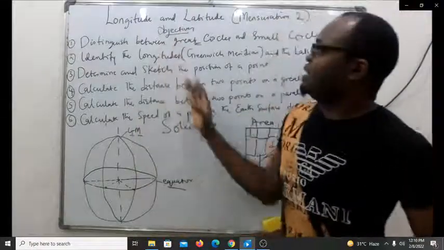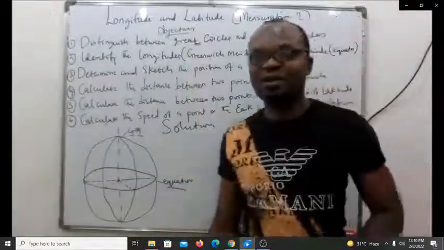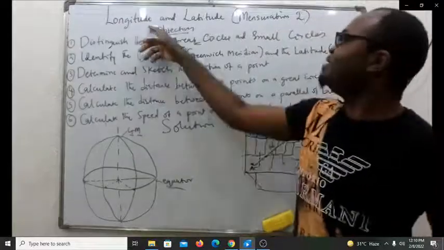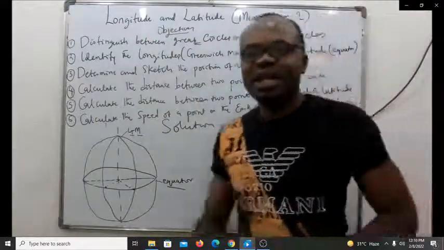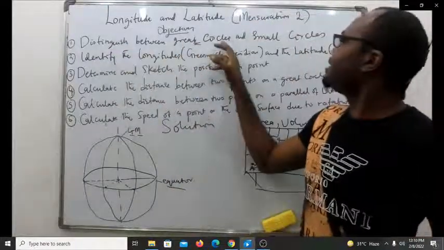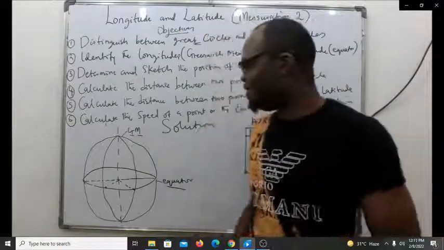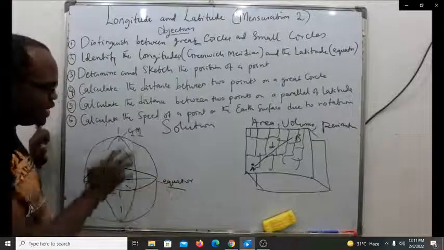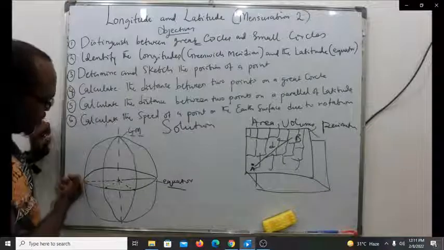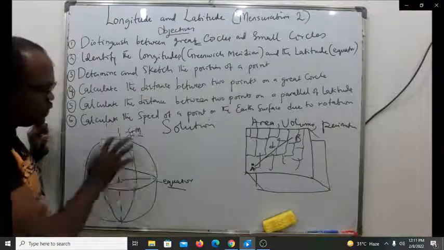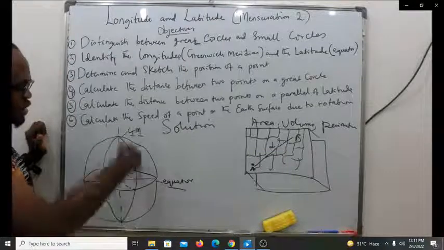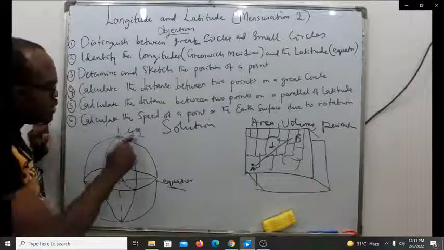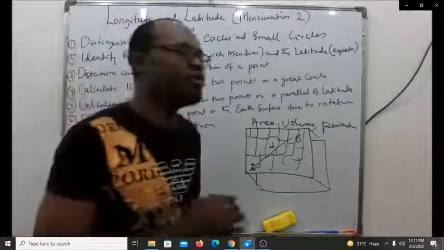So, what is the objective of this course that we're going to begin? What are we expected to know after this course, longitude and latitude under mensuration? Number one, you should be able to distinguish between a great circle and a small circle, which is what I've just explained. A great circle is that circle that when you cut through, you have equal halves of the sphere of the Earth. Like when you cut the Earth through the equator, you're going to have two equal parts. Or when you cut it through the Greenwich meridian. There are plenty of other great circles as longitudes. But the Greenwich meridian and the equator are the two major great circles.